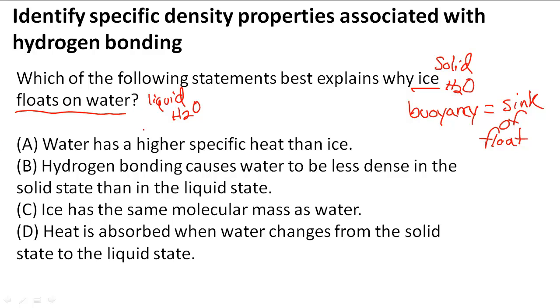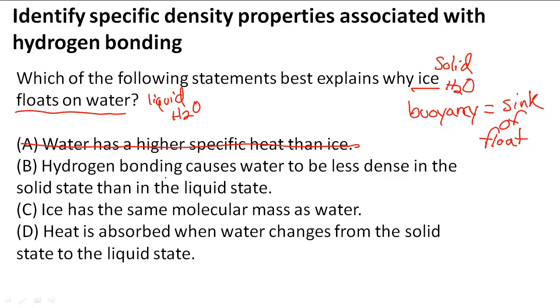And now we have to figure out why. So A says that water has a higher specific heat than ice. Water, actually H2O, has the same specific heat, but the specific heat we're talking about is dealing with how much energy it takes to raise the temperature of water or ice by 1 degree. And this does not have to do with the density of what we're talking about. So A is out of there.